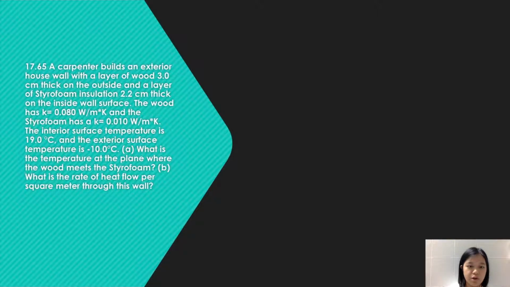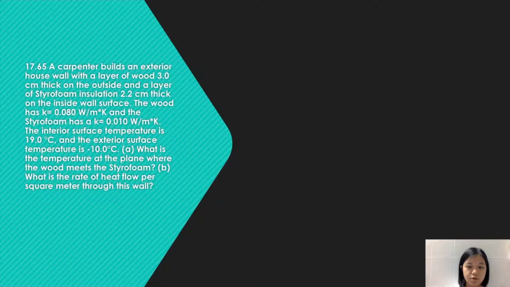the outside and a layer of styrofoam insulation 2.2 cm thick on the inside wall surface. The wood has a K equals 0.08 and the styrofoam has a K equals 0.01 watts per meter Kelvin. The interior surface temperature is 19 degrees Celsius and the exterior surface temperature is negative 10 degrees Celsius. What is the temperature at the plane where the wood meets the styrofoam, and what is the rate of heat flow per square meter through this wall?